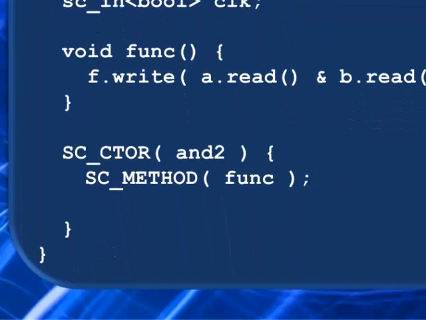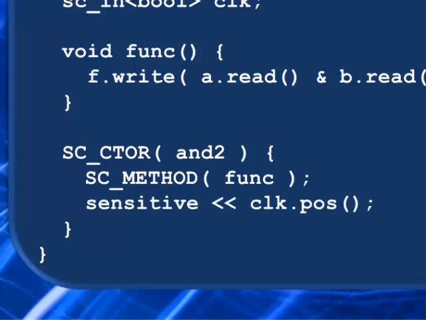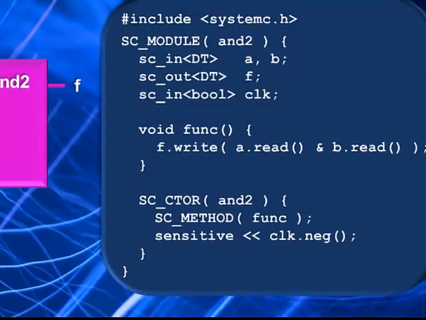Now, down in the SystemC constructor, we have to make a slight change. In a sequential SC_METHOD, we no longer change on A or B. Instead, we want to change on the rising edge of the clock. So the sensitive statement changes to a single event, clock.pos. The SystemC clock class has this pos member function to indicate a rising edge of the clock input. Likewise, if we wanted this design to be negative edge sensitive, our sensitivity event would become clock.neg.